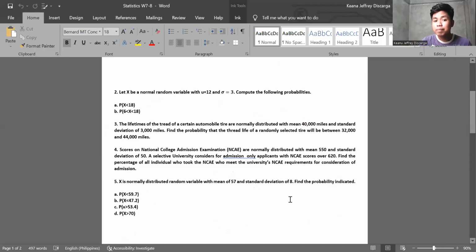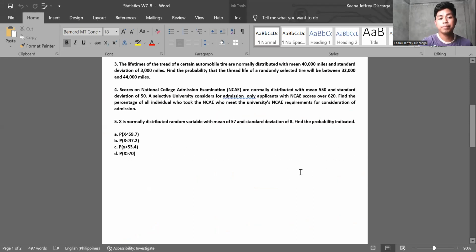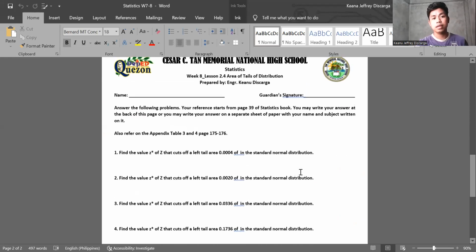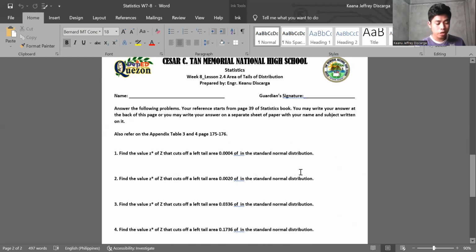Okay, so yung number 4 and number 5, na-discuss ko na yan, kayo na yung bahalang magsagot niyan. Kung paano natin sinagutan yung mga nauna, ganun din siya. Okay, this one naman. Week 8, lesson 2.4. This can be found in your book under page 45 in the preceding pages.